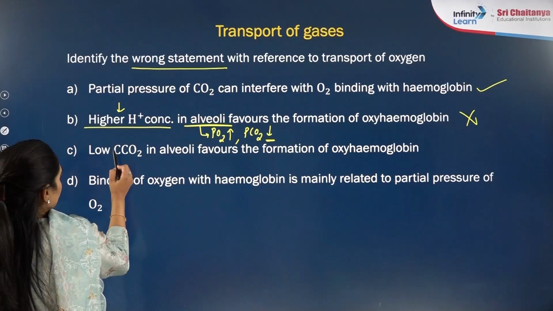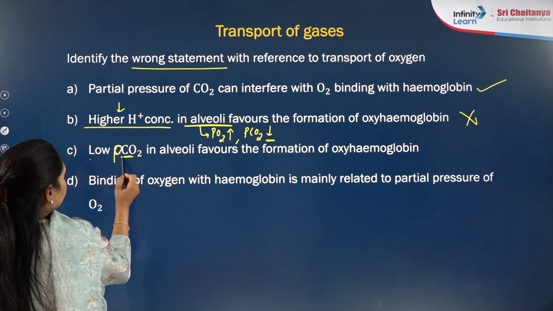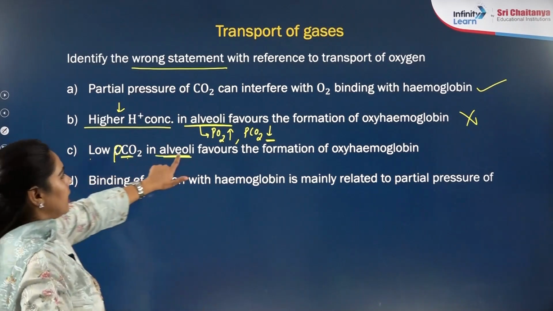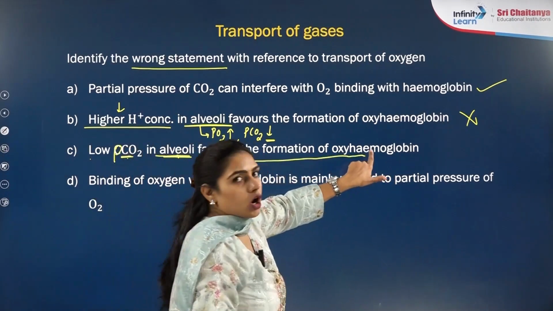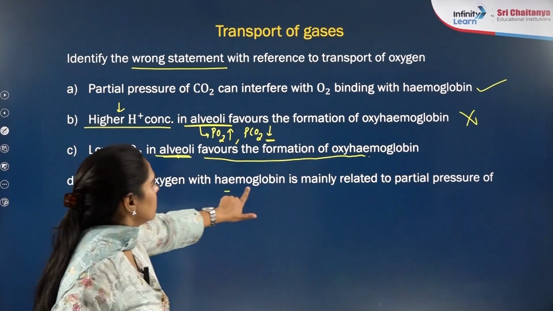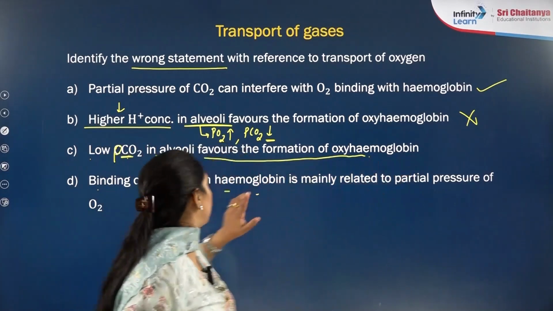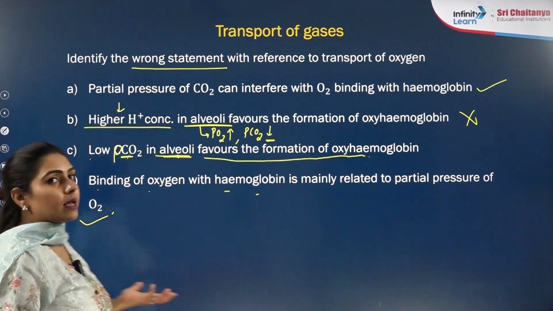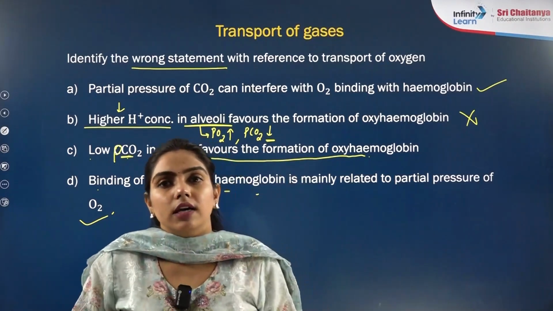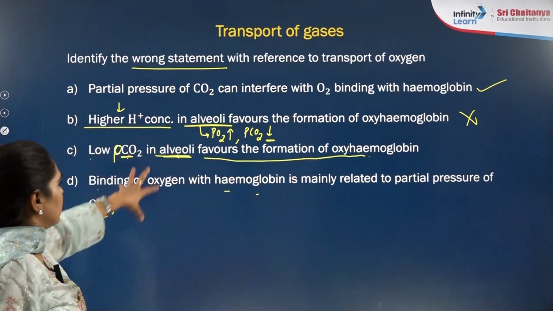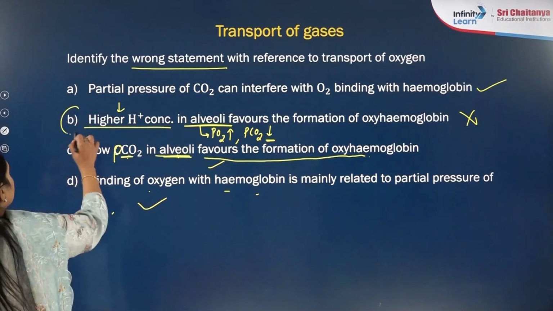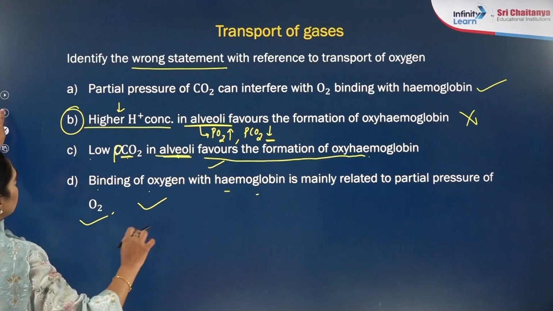Low PCO2 in alveoli. Yes, it is correct. Low PCO2 in alveoli favors the formation of oxyhemoglobin. Binding of oxygen with hemoglobin is mainly related to the partial pressure of oxygen. Yes, absolutely. When partial pressure of oxygen is high, it will bind with the hemoglobin. So the other statements are correct. Only statement B is incorrect. You can verify here.